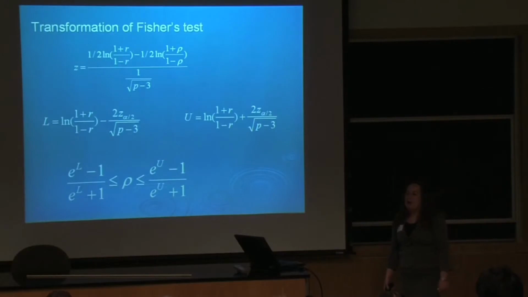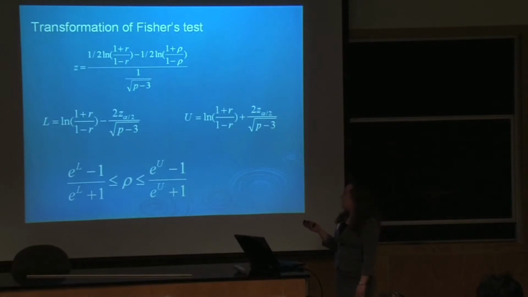So when n is large, the asymptotic distribution of R is known. Fisher proved that when n is small, the z is approximately normal with mean 0 and variance 1. We have the following confidence interval for the natural log of 1 plus rho over 1 minus rho. So from here, we can manipulate the function to have the confidence interval for rho.